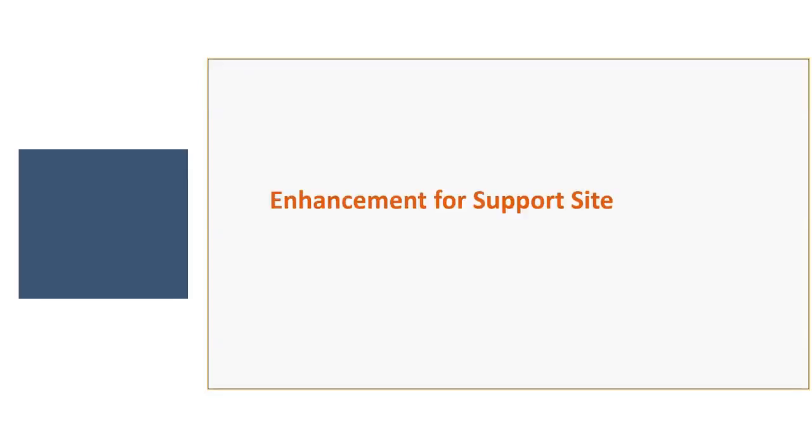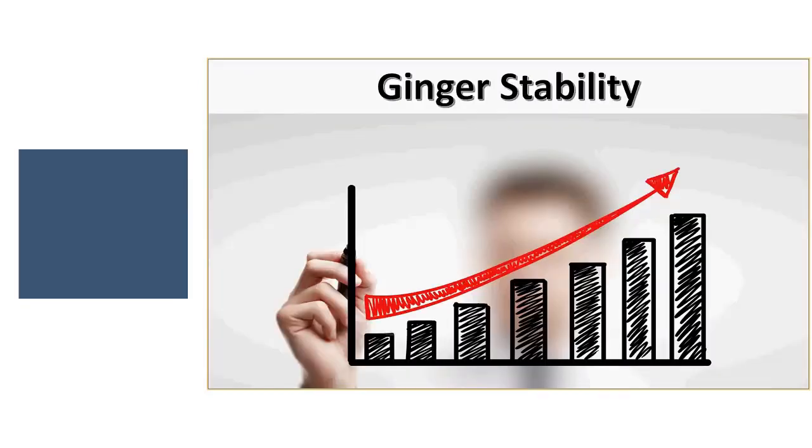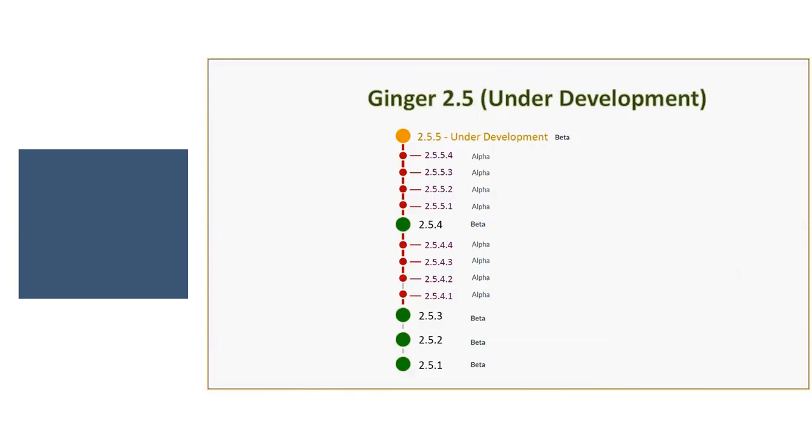Move to the new installer. Over time, we are putting efforts into increasing Ginger stability. And so for this, we have a major change in the way our betas are published. Previously, we used to have just two versions, beta, which was published daily, and one major release. Okay. And from this release, we have changed that.